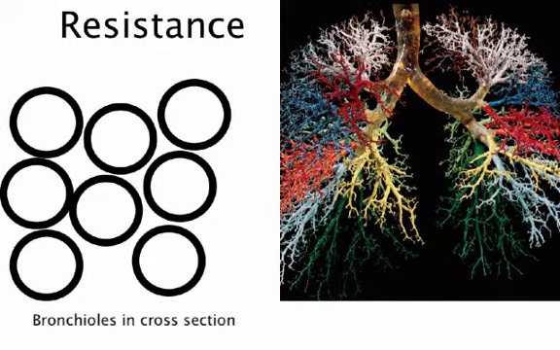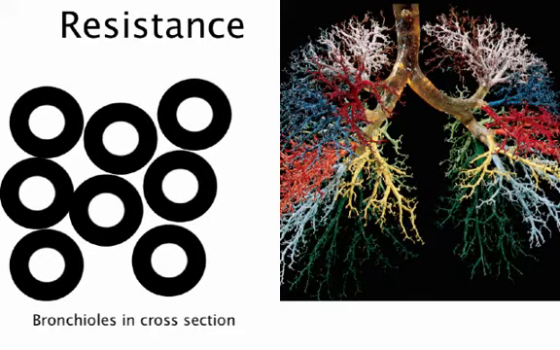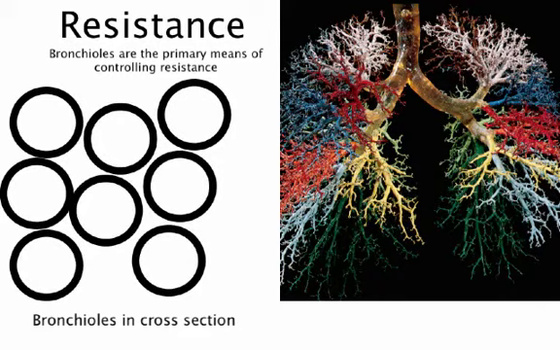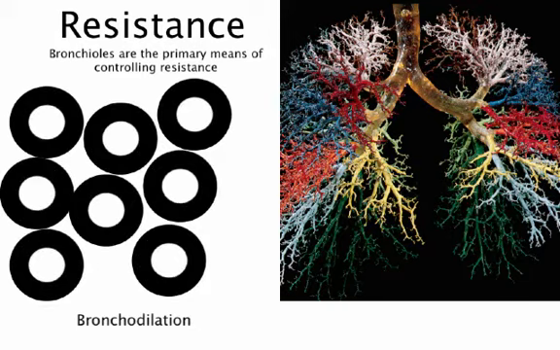The large number of bronchioles, their small diameter, and their ability to change diameter makes them the primary means of controlling resistance. An increase in the diameter of a bronchus or bronchiole is called bronchodilation, and the reduction in diameter is called bronchoconstriction.